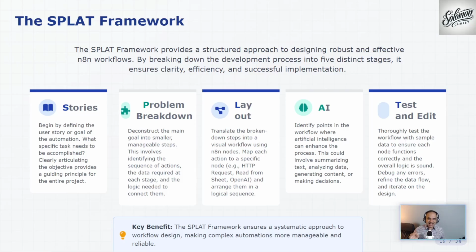Next is AI. All right, this is such a big topic here, and this is the A in SPLAT. But basically, you want to identify, do we need AI? And if so, what is AI going to do, and which specific AI model or LLM is required? And what is the actual prompt that we're going to use? Like, we have to really think through this.